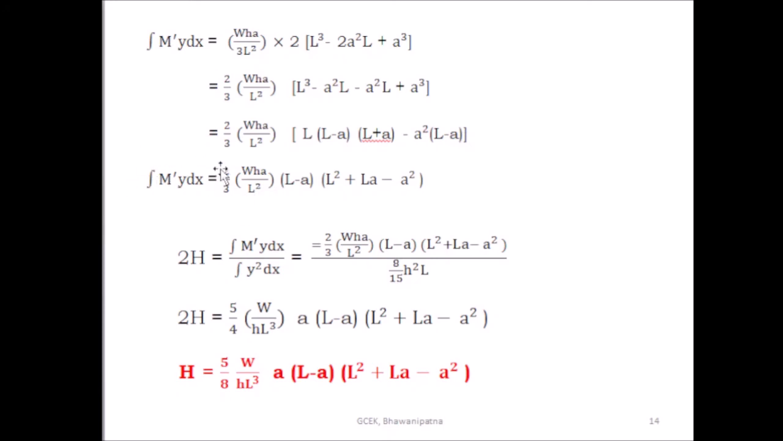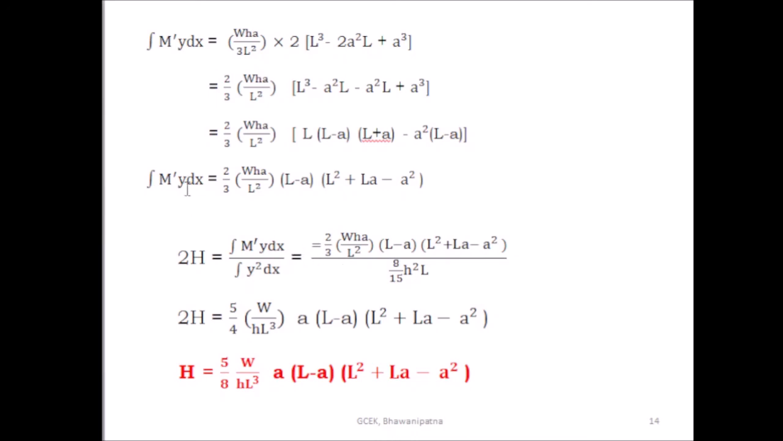The integration of m dash y dx is equal to 2 by 3 wha by l square into l minus a into l square plus la minus a square. So this is the numerator value, and already you know from the previous problem the denominator value, 8 by 15 h square l. Then you can find out the horizontal thrust. The horizontal thrust 2h is equal to integration m dash y dx divided by integration y square into dx.